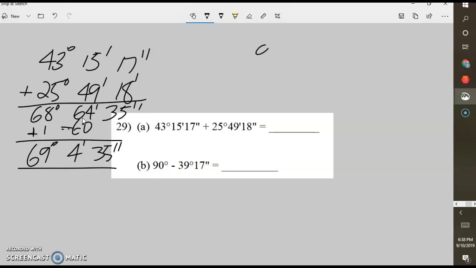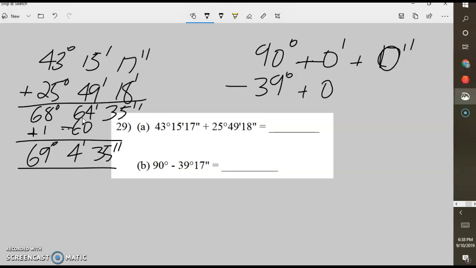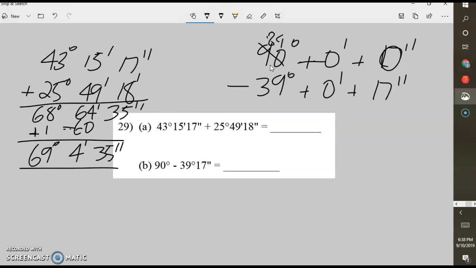Then the subtraction one, 90 degrees. Well, we don't have minutes, so we add 0. We don't have seconds, so we put 0 also. But we're going to subtract 39 degrees and no minutes and 17 seconds. So now we're going to borrow because we don't have any from 0, so we're going to borrow all the way from the degree. That would be 89 degrees left there.